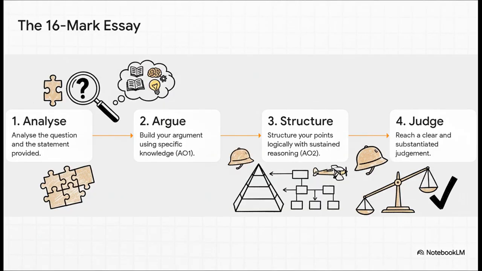So how do you get those top marks on the big essay? Just follow these 4 steps. First, break down the question and the statement you're given. Second, brainstorm and select specific, detailed facts and examples to support your points. Third, structure your answer with a clear introduction, logical paragraphs, and a powerful conclusion. And finally, and this is so important, you must reach a judgment that directly answers the question.